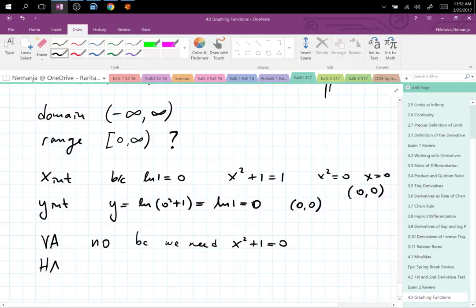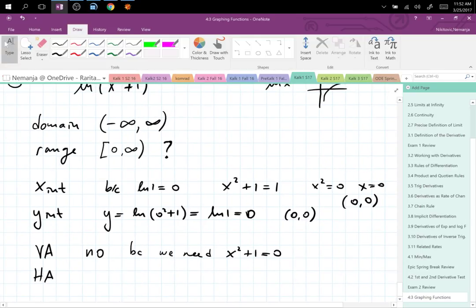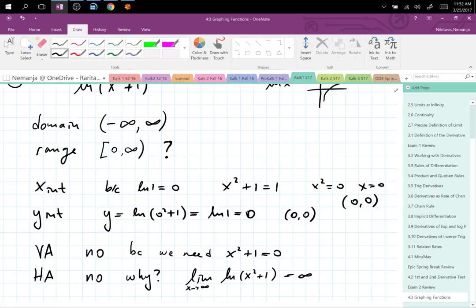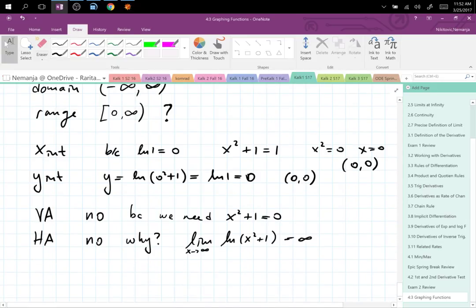How about horizontal asymptote? No, right? Why? Let's say you have a kid that's asking why. Limit of ln of x squared plus 1 as x goes to infinity is infinity, right? So it's not a finite value. You know how to prove limits, so there you go. That's a proof. And slant asymptote is obviously no, because it's not one of the rational functions, polynomial divided by polynomial.